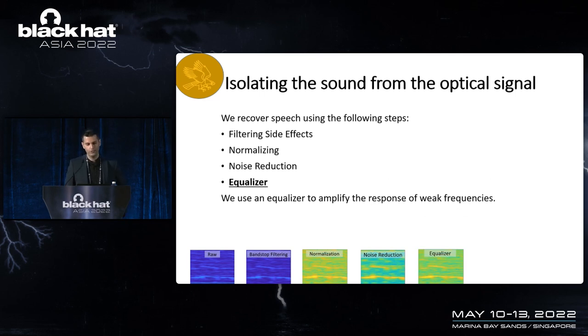And finally, we also use an equalizer. We use an equalizer to balance between the responses of the frequencies. In some cases, there's a weak response. In some cases, there is a good response. An equalizer is used to balance between the responses of the components of the frequencies of the signal.